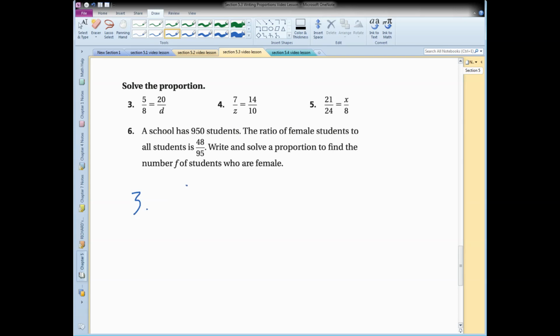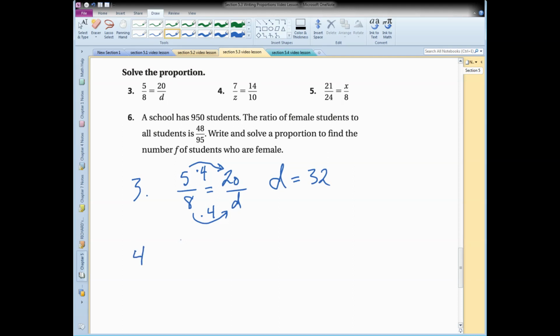Number 3 says 5/8 equals 20 over D. All right, so to go from 5 to 20, I need to multiply by something. What do I need to multiply by? That's correct. You multiply by 4. So then I need to multiply 8 times 4. So D equals what? Outstanding. D equals 32.